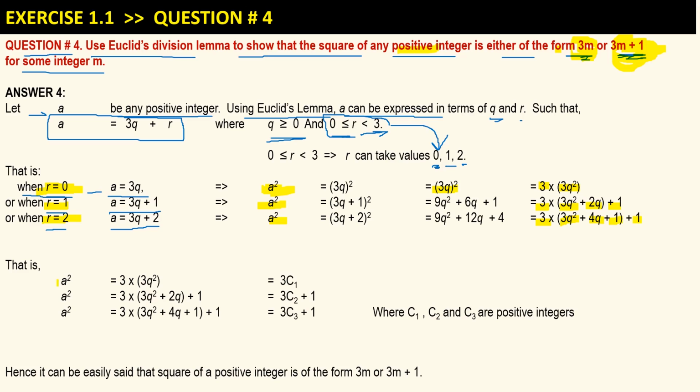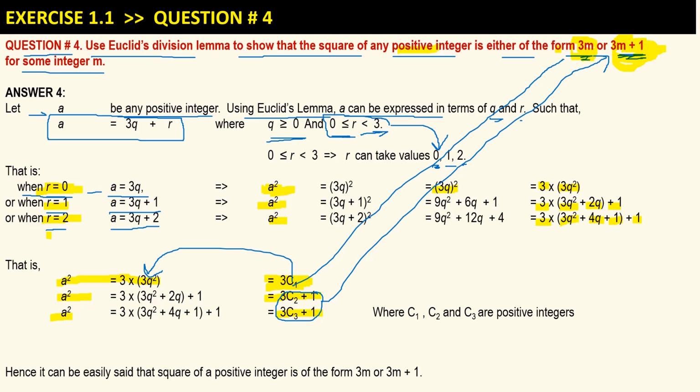In summary, a square is equal to 3 times 3q square, which can be summarized in the form 3c1, where c1 is equal to 3q square. Similarly, when r is equal to 1, a square will be of the form 3c2 plus 1. The form a square takes when r is equal to 2 will be of the form 3c3 plus 1. And if you see closely, these two are of the same form, and this one is of the form 3m.